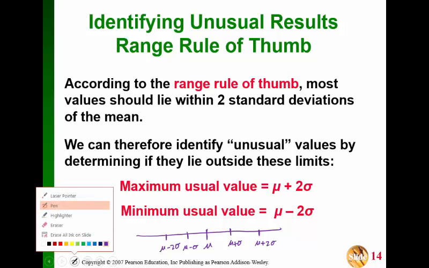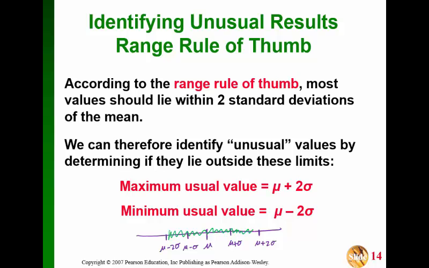So everything in here would be considered usual. That's what they mean by maximum usual value, minimum usual value. You just multiply a standard deviation by 2, and then you add it and subtract it from the mean, and that's your range of values. And everything outside of that would be unusual. So we've mentioned this idea already a bunch of times, so just try to remember 2 standard deviations from the mean. So that's going to be your marker for usual or unusual values.